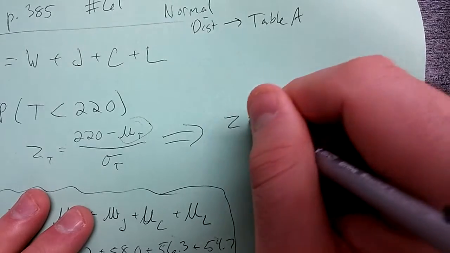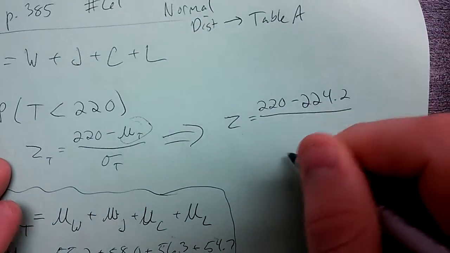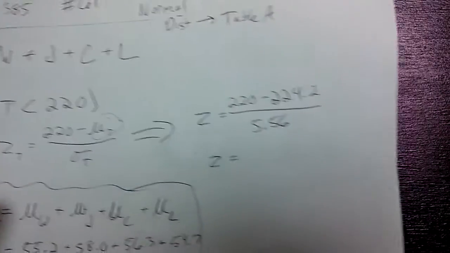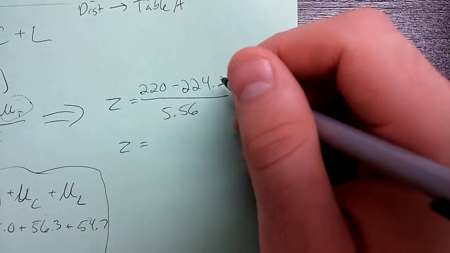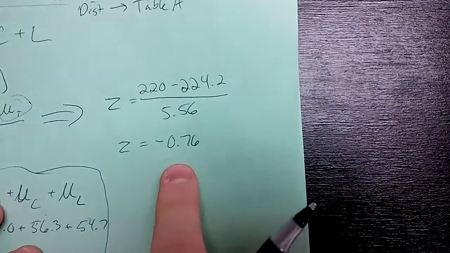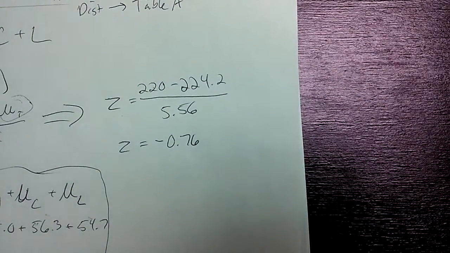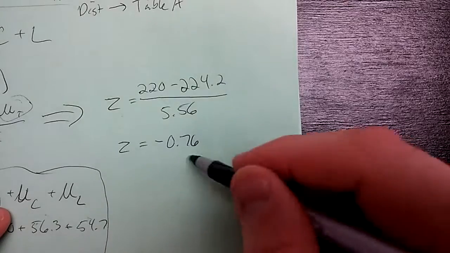So z is going to be equal to 220 minus 224.2 divided by 5.56. And when you calculate that, you're going to get negative 0.76. And as I said before, it should be a negative z-score. It is asking for less than 220, so we know the table, whatever the proportion is, it's already given to us as less than, so we don't need to do the complement like we do on other problems.